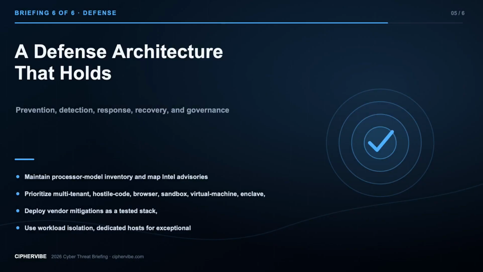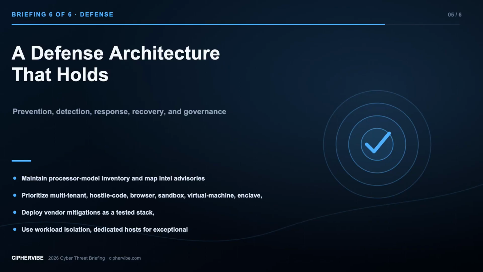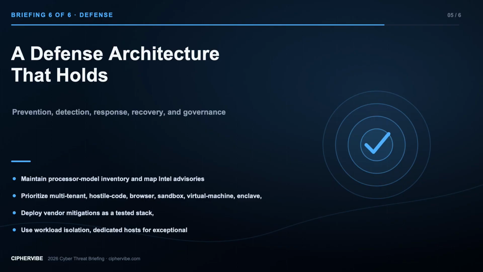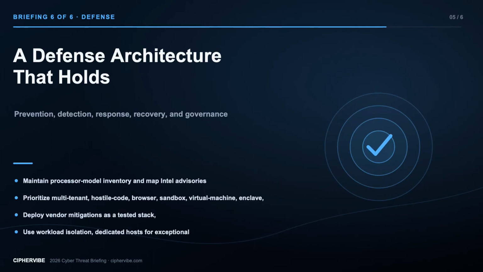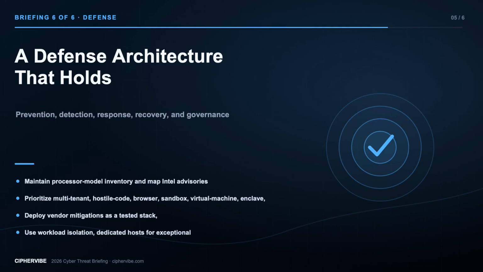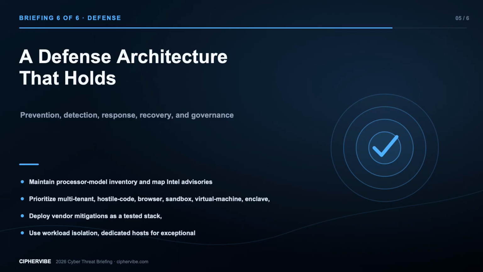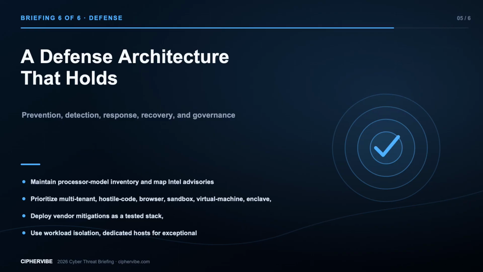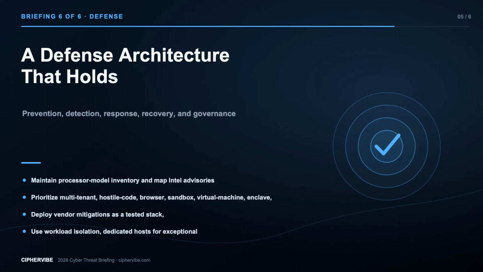Reliable security uses layers because no single control can prevent every failure. First, maintain processor model inventory and map Intel advisories to firmware, microcode, hypervisor, operating system, and confidential computing dependencies. Second, prioritize multi-tenant, hostile code, browser, sandbox, virtual machine, enclave, and high-value cryptographic workloads according to attack prerequisites.